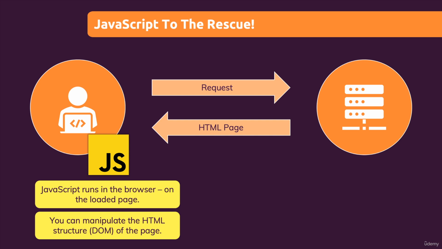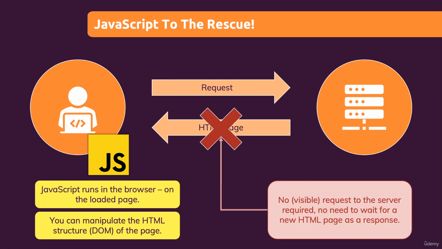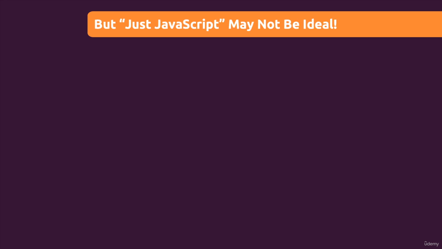And that means that in modern JavaScript-driven web applications, we're not sending a request to get a new HTML page. Instead, we only do this once, and thereafter, we just exchange data behind the scenes, and we use client-side JavaScript and possibly frameworks like Vue to update what's on the screen. And we're using solutions like Vue.js because just JavaScript may not be ideal.